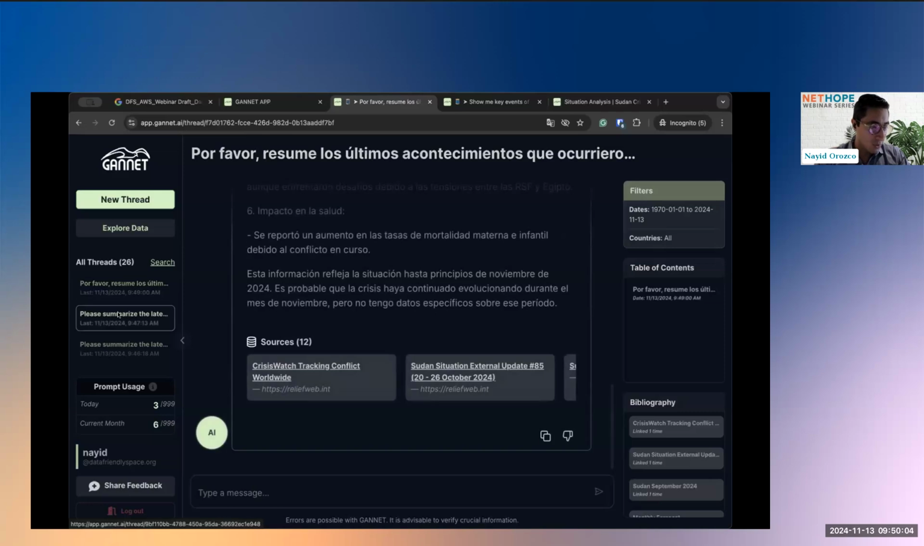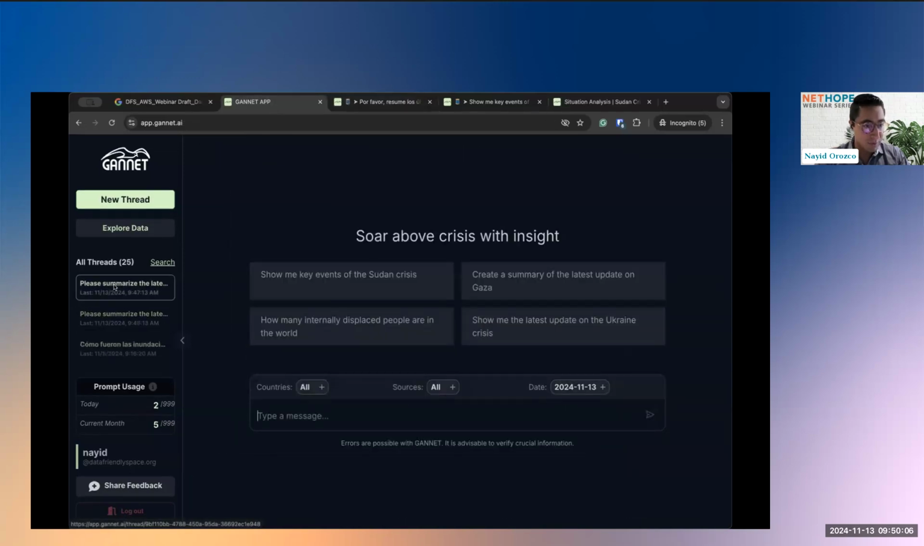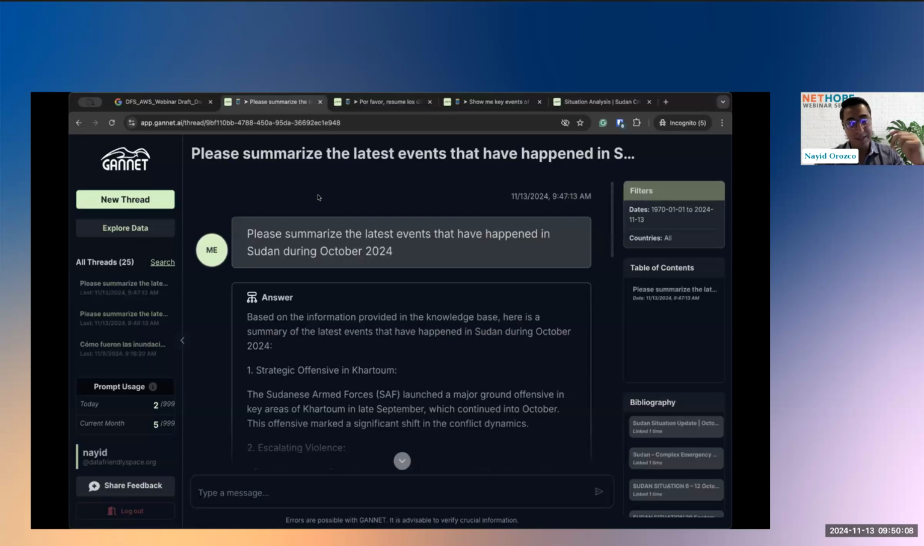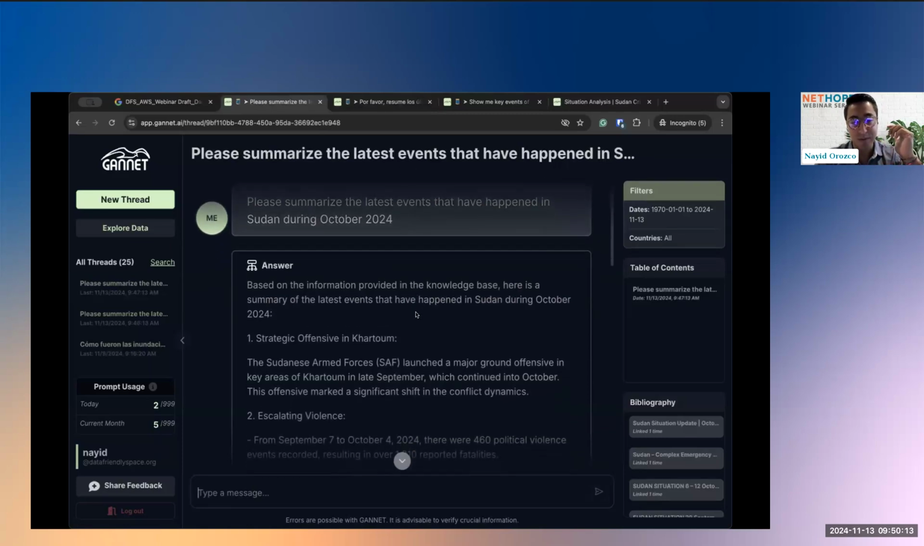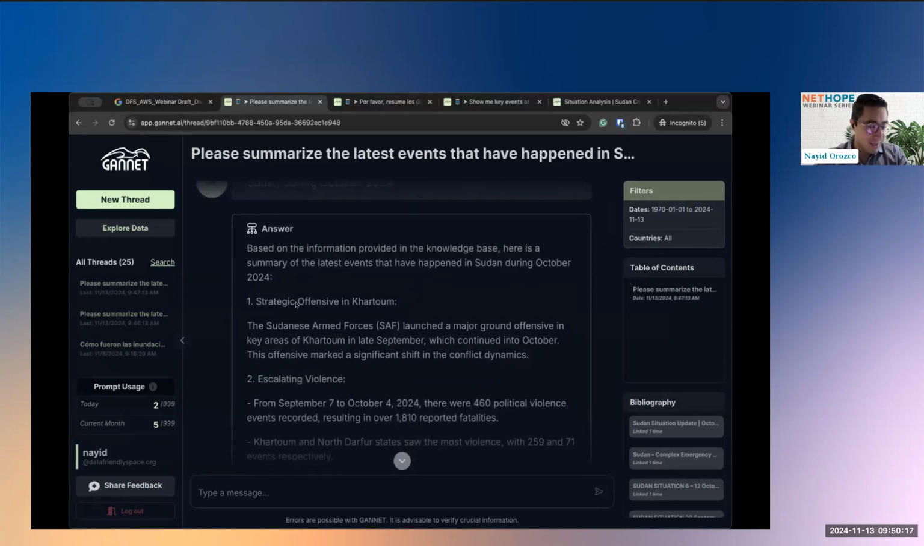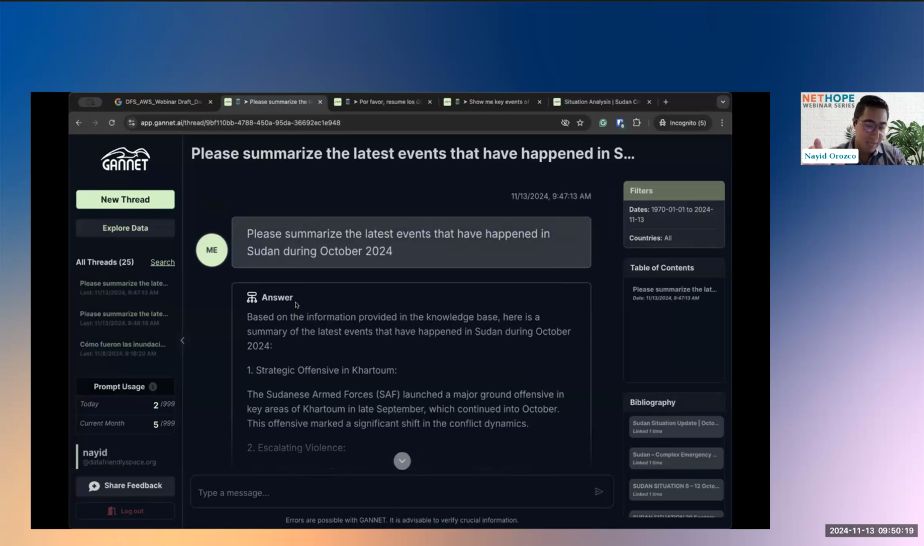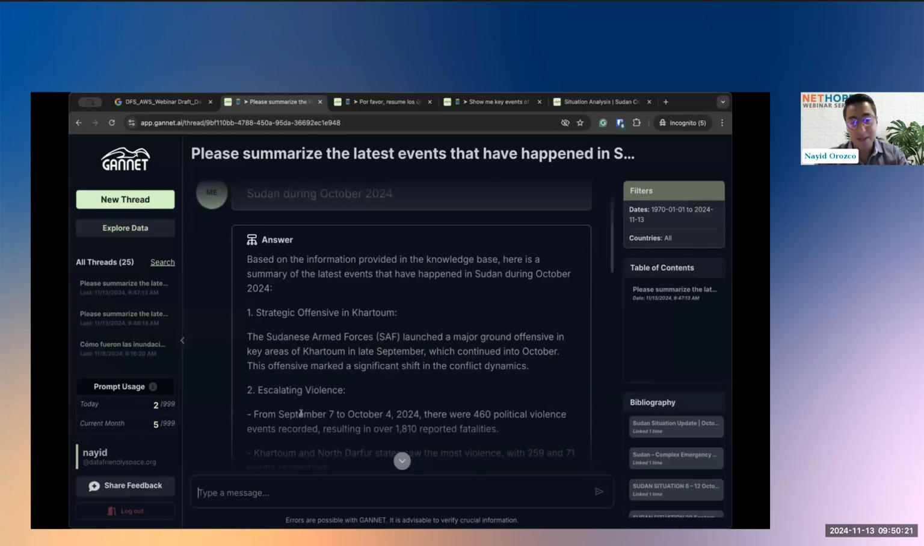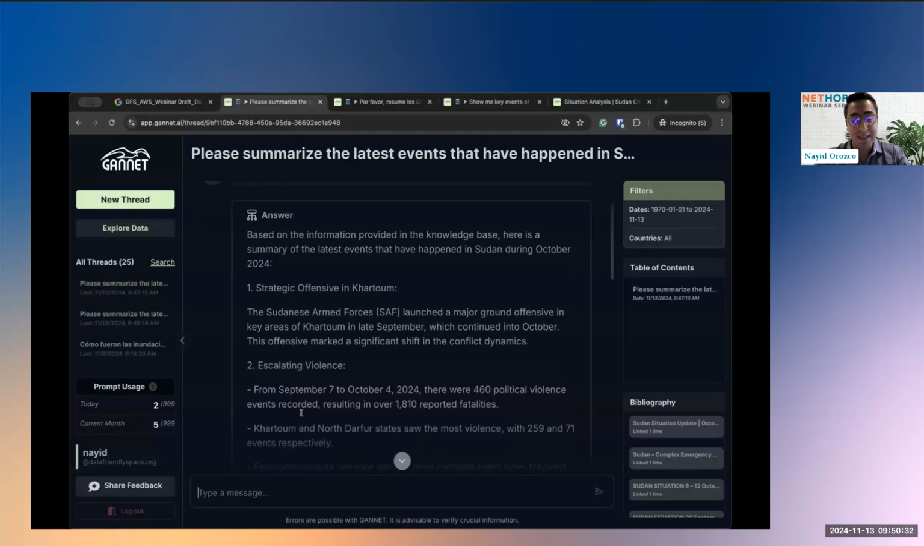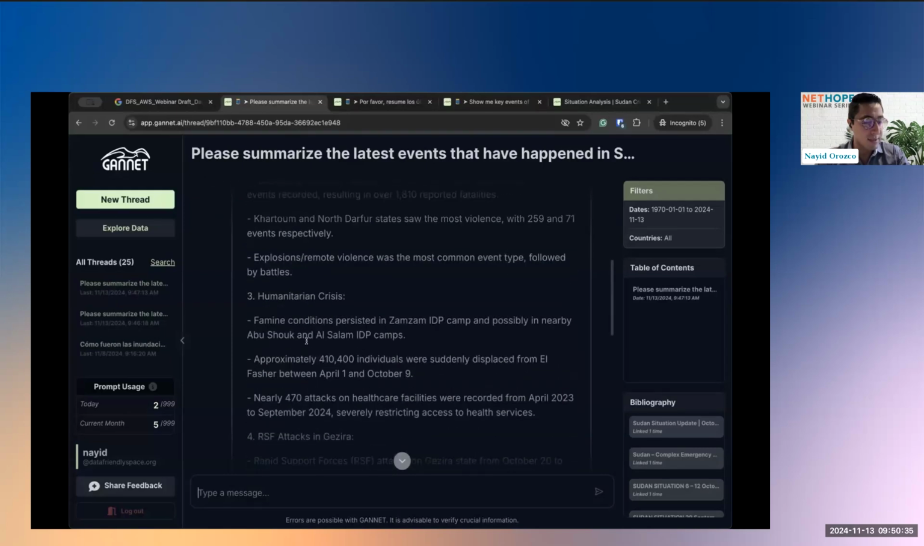Let me just jump to one of the examples. So we have, please summarize the latest events that have happened in Sudan during October 2024. Very broad prompt. At any moment, you can type in the prompt and it will give you the answer. It will take around 20 to 40 seconds today. It depends on the number of sources, but also the density of the request. And then you will get the answer.